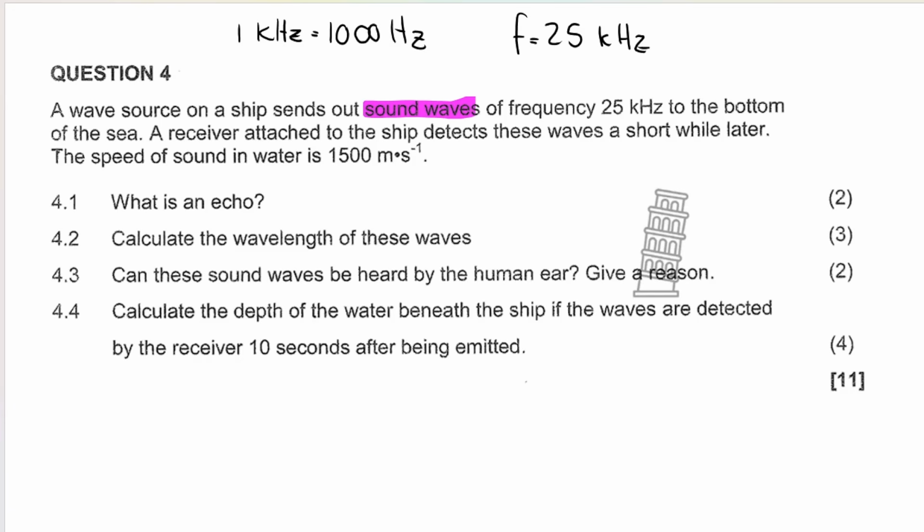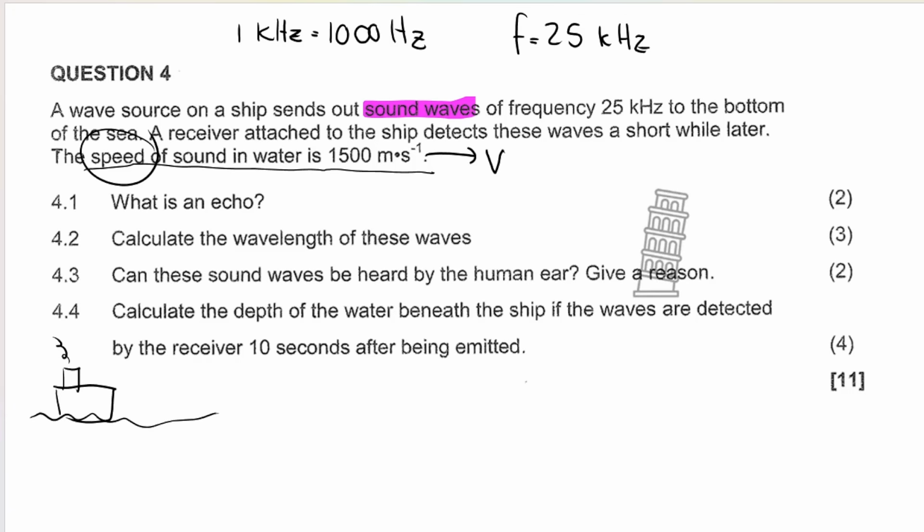A receiver attached to the ship detects these waves a short while later. The speed of sound in water is 1,500 meters per second. That is V, the speed of sound. Now, the first question says, what is an echo? And we know that an echo is happening here because we have a ship. The ship is on the water.